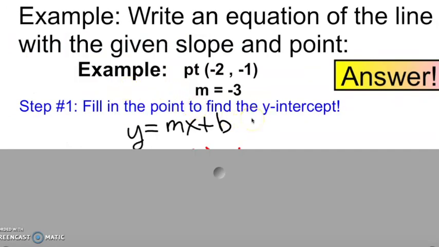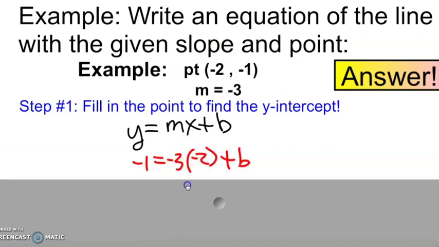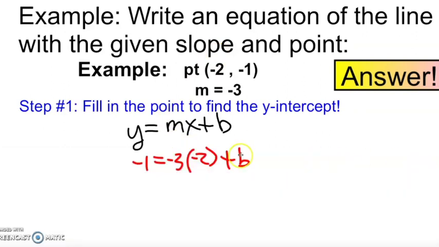All right, let's try a different style problem now. So in this case, I'm giving you a point and I'm giving you the slope. So all you've got to do is fill it in to figure out the b and then write the equation. So the point is -2, -1. My slope is -3. All I do is fill my parts in. So -3 goes into m, -1 goes into y, -2 goes into x. And I'm getting an equation that looks like this. So then my y is -1, my m is -3, my x is -2, and I'm just going to work this out.